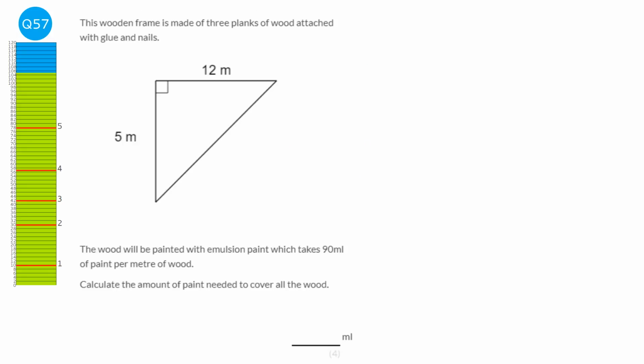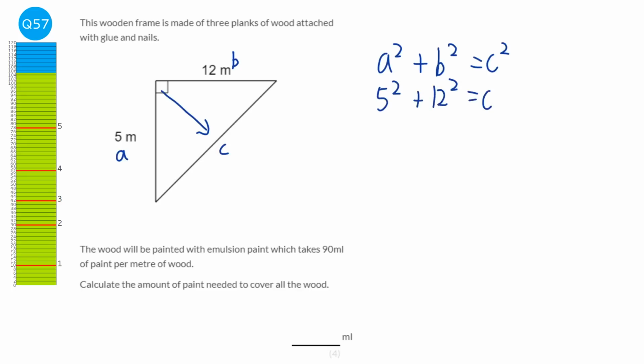In this question we have a right angle triangle, and we know 2 of the sides, and we're looking for the third one. So that screams to me Pythagoras. Pythagoras is a squared plus b squared equals c squared, with c squared being the hypotenuse. The hypotenuse is the one opposite the right angle, so this is going to be c. And we'll label the other ones a and b, it doesn't matter which way around they go. So a is 5, so it'd be 5 squared plus 12 squared equals c squared.